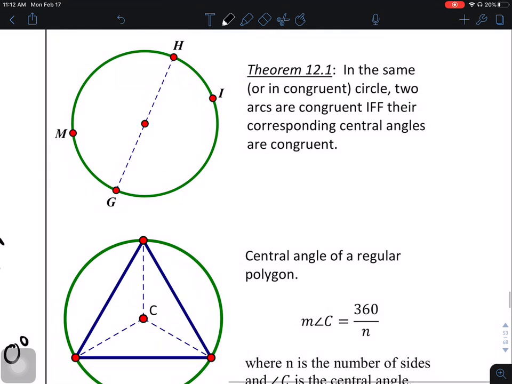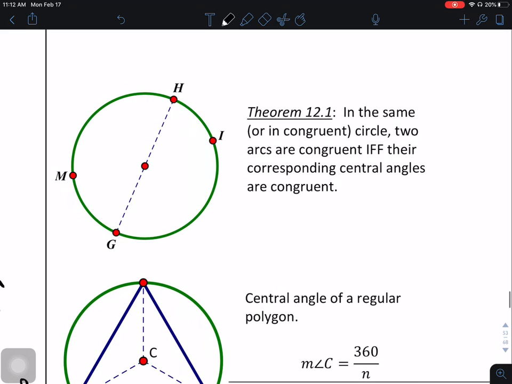Theorem 12.1. In the same circle, or in congruent circles, two arcs are congruent if and only if their corresponding central angles are congruent. Two arcs are congruent only if their corresponding central angles are congruent. So let's draw, so we have a central angle. Let's call this circle C. Let's call this diameter JK.